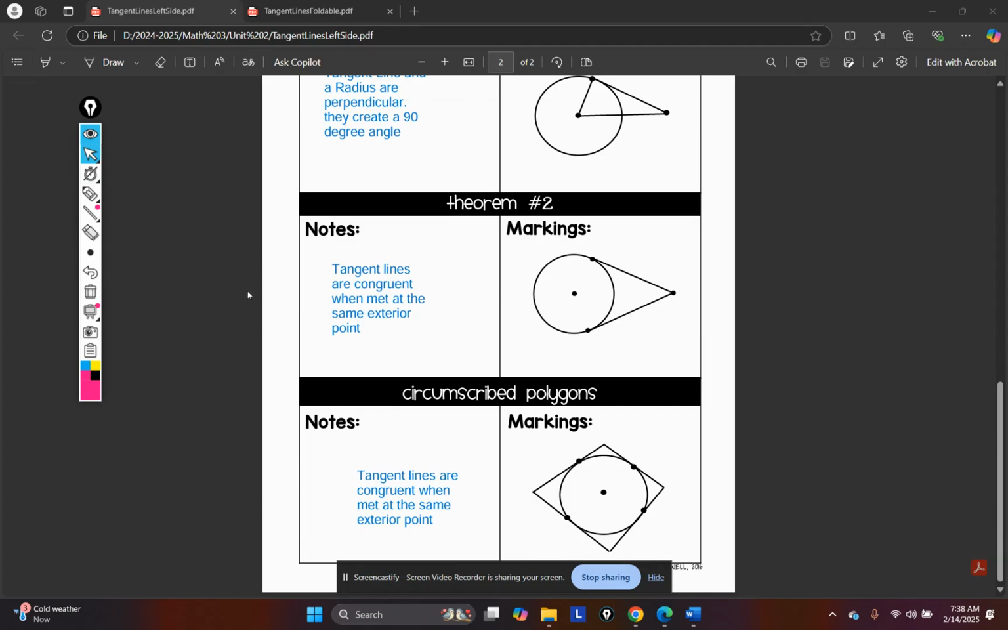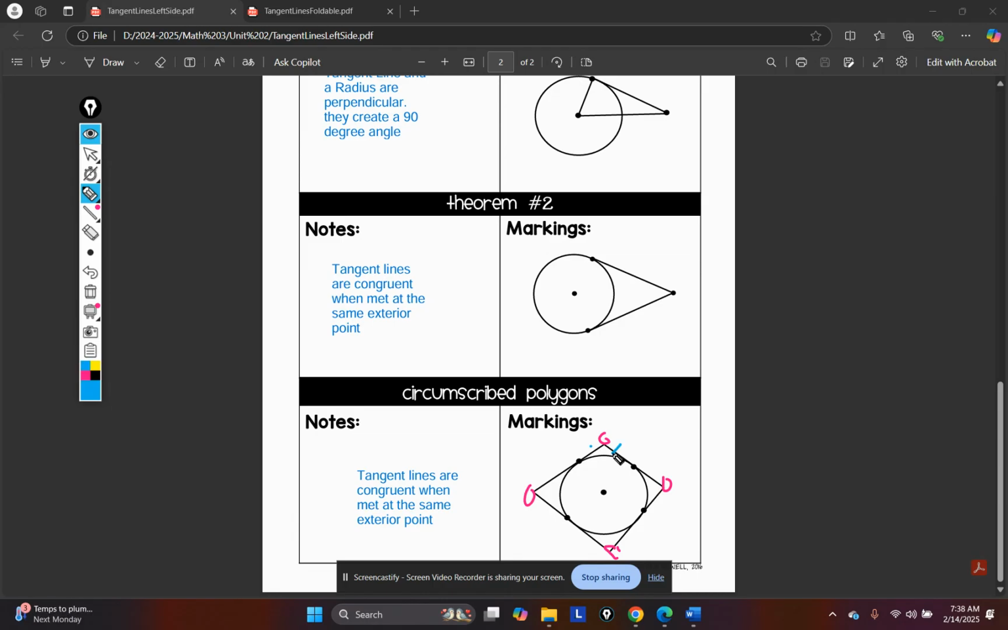For theorem 3, it says the same as theorem 2, but it's looking at a circle inscribed in a polygon, circumscribed polygons, where a circle is inside of the polygon. So you have all those exterior points, okay? And with each one of those exterior points, they're congruent.